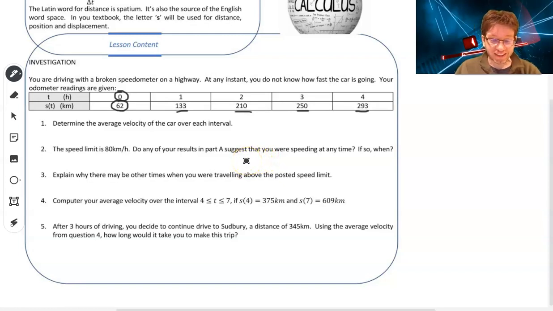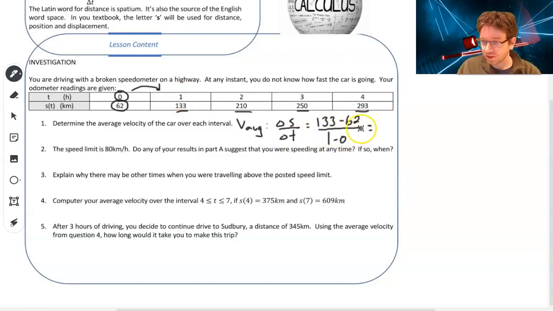Okay, well, if you wanted to figure out the average velocity of the car, let's do the first interval. So between 0 and 1. So your average velocity then is just your change in your position over time. And so your position final minus initial, so we'll use 133 minus 62, all over time, which is 1 minus 0, which is just 1. Which we get to be 71 kilometers per hour.